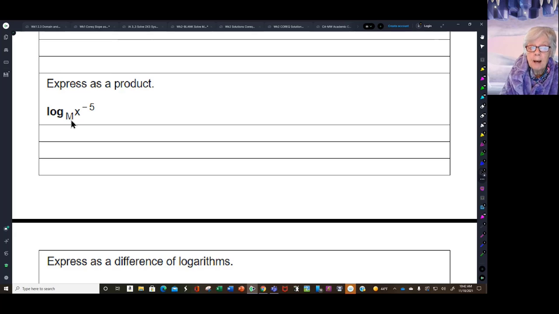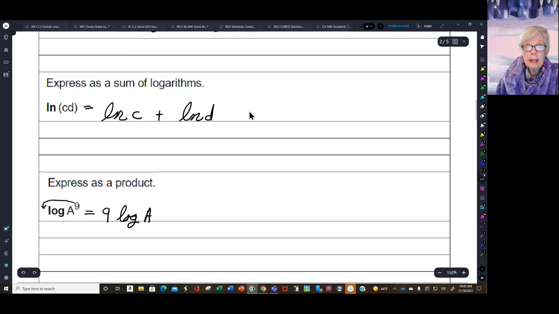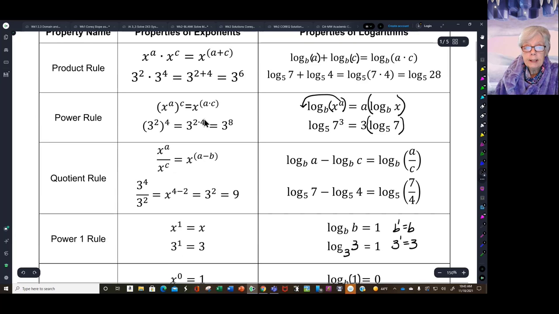Now here we have log base capital M of X raised to the negative 5 power. We can deal with that. The negative 5 power comes down in front, and then that multiplies log base M of X. And this is called the power rule. It is the second rule right here. The power rule for exponents, the power rule for logarithms.